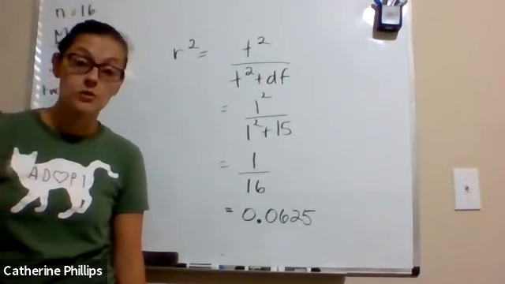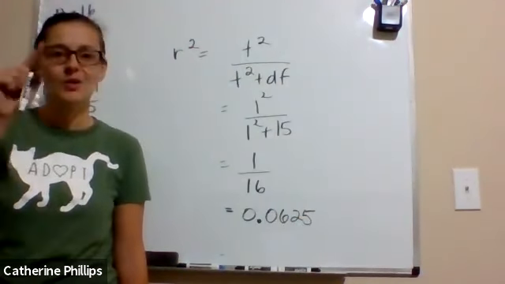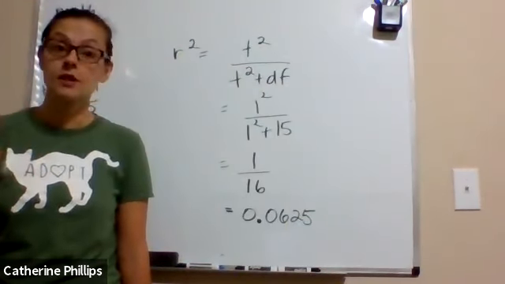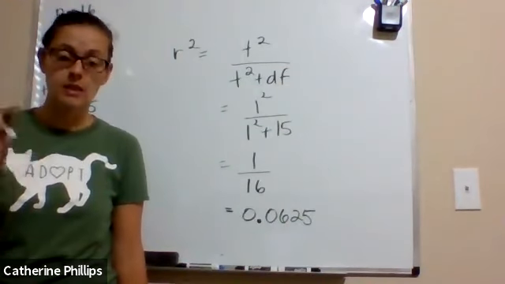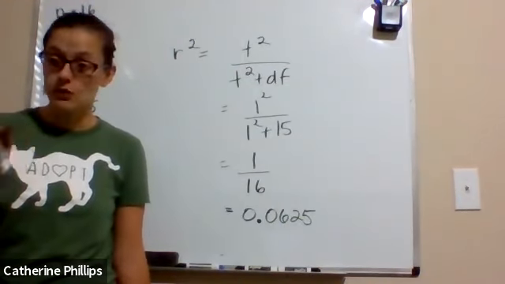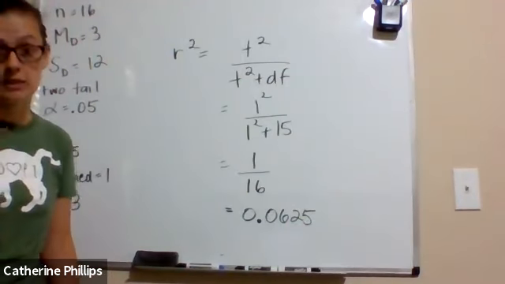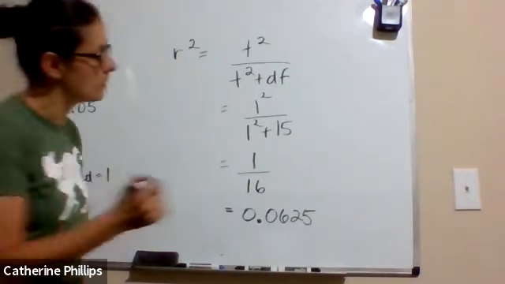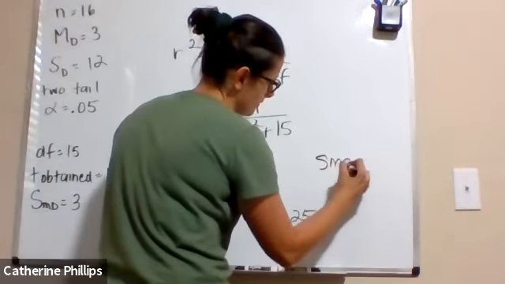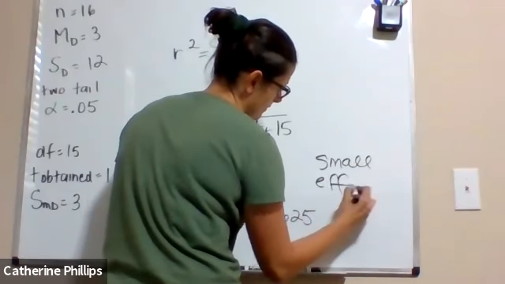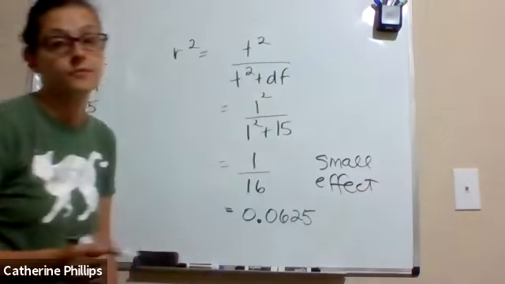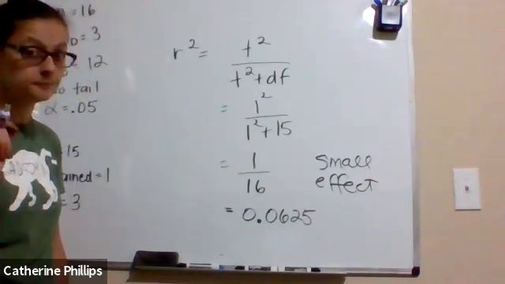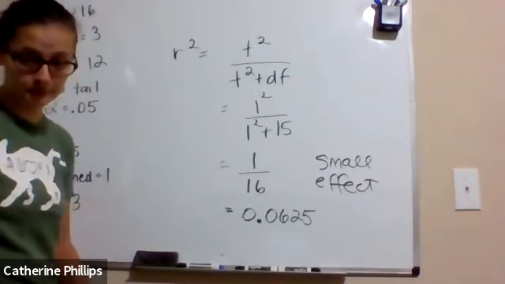When our standard deviation was 4, R squared was 0.375, which was a large effect. When our standard deviation increased, the t decreased, and our R squared followed suit. The R squared decreased. And this is a small effect. The cutoff for a medium effect of R squared is 0.09. So this is a small effect.